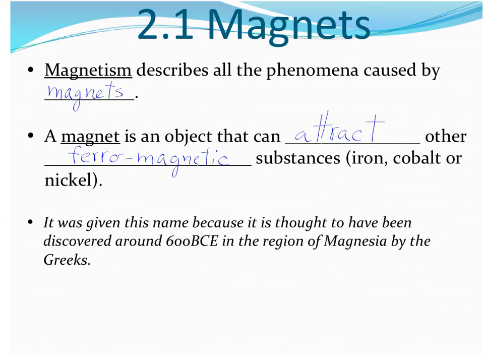2.1 Magnets. Magnetism describes all the phenomena caused by magnets. And a magnet is an object that can attract other ferromagnetic substances, which are iron, cobalt, or nickel. It was given this name because it is thought to have been discovered around 600 BCE in the region of Magnesia by the Greeks.